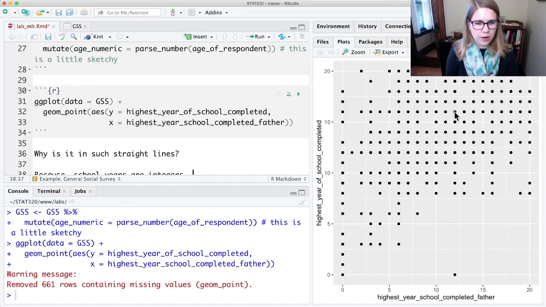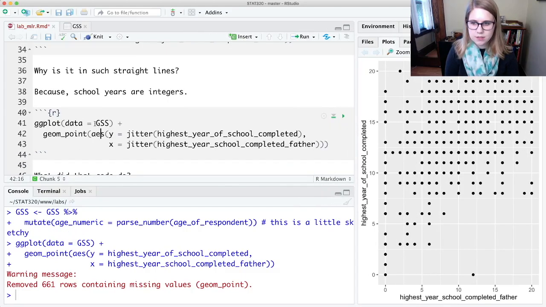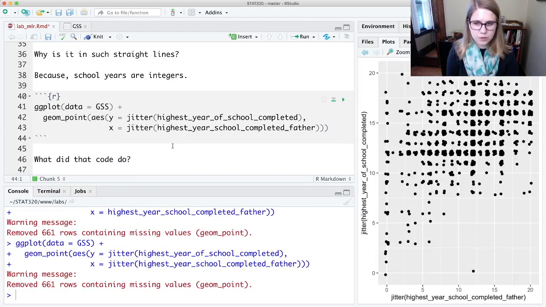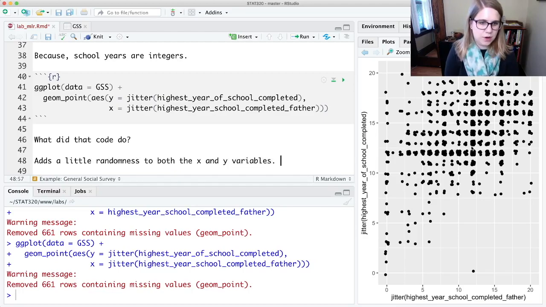There could be a lot of points piled up here, so one approach to fix that would be to put a little bit of a jitter on my points. If I run this code, now this adds a little randomness to both the x and y variables. So I can see that there are a lot of people who, it looks like, completed 12 years of school and their father completed 12 years of school. Everyone went to high school, right? But then there are fewer people whose father did 20 years of school and they did 8, right? There's just maybe one person there.